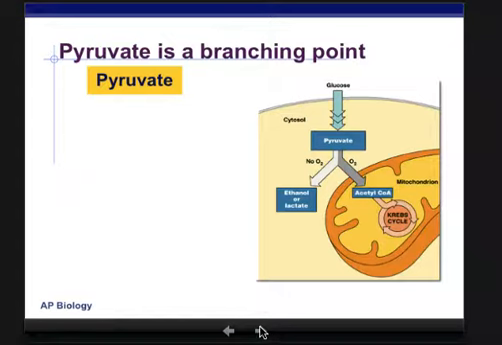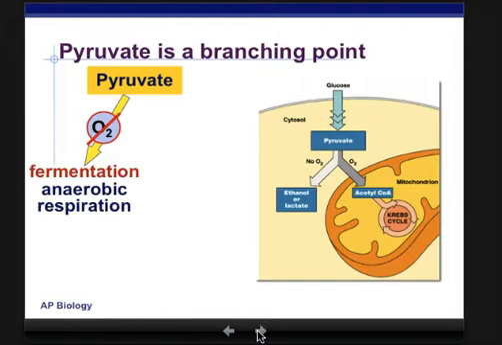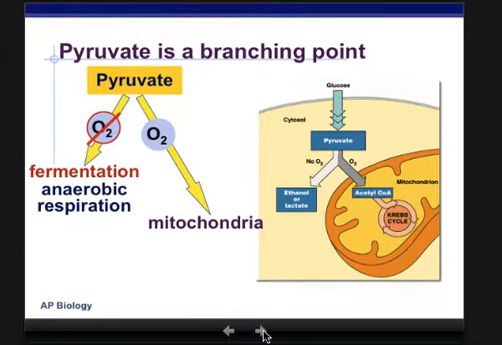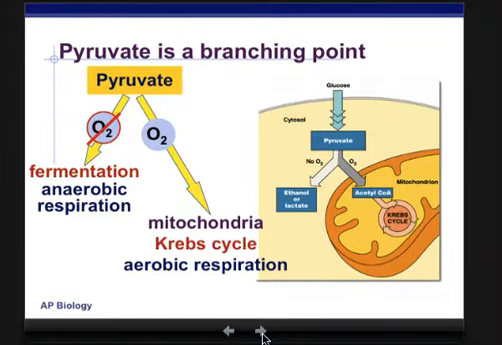Pyruvate is a branching point. Without oxygen, fermentation happens, an anaerobic process to get a little bit more energy and to recycle our NADH. With oxygen, we're going to go to the mitochondria. That pyruvate is going to the mitochondria to go through the Krebs cycle. And that will be the rest of aerobic respiration, which will be in the next video.